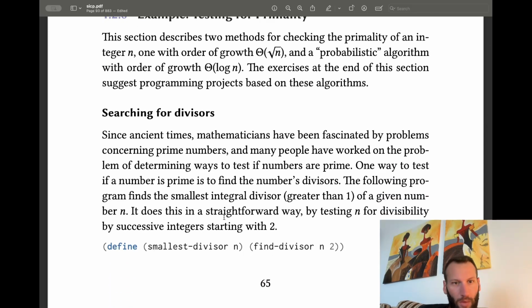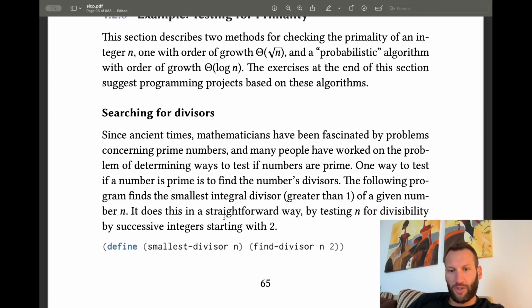Okay, searching for divisors. Since ancient times, mathematicians have been fascinated by problems concerning prime numbers, and many people have worked on the problem of determining ways to test if numbers are prime. One way to test if a number is prime is to find the number's divisors. The following program finds the smallest integral divisor greater than 1 of a given number n. It does this in a straightforward way by testing n for divisibility by successive integers starting with 2.